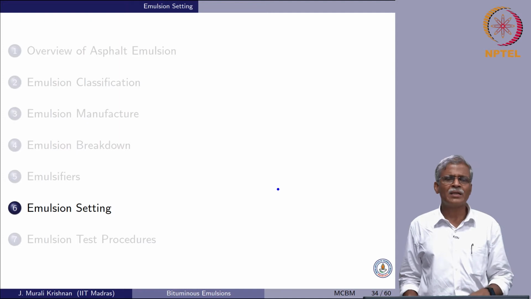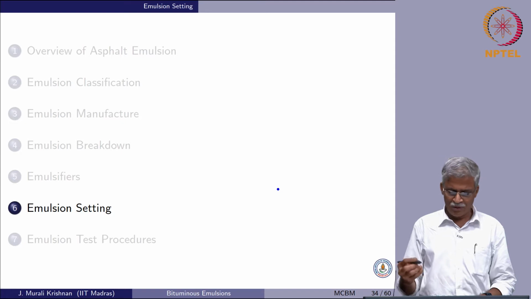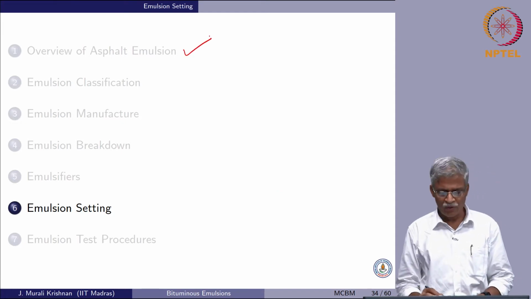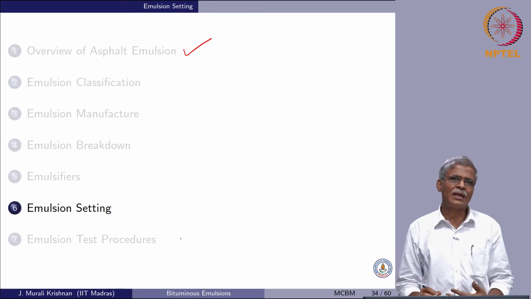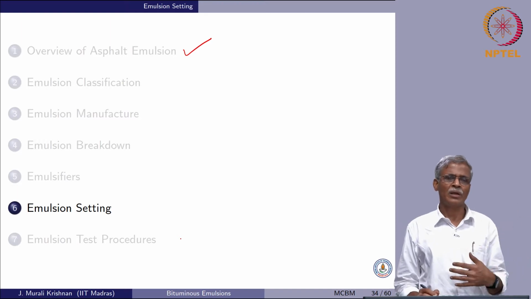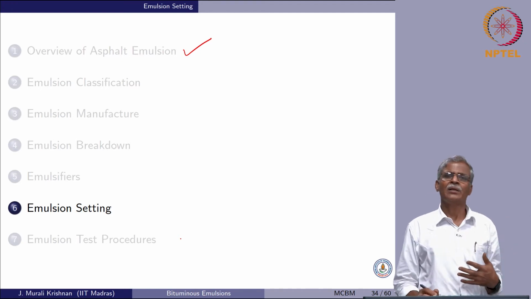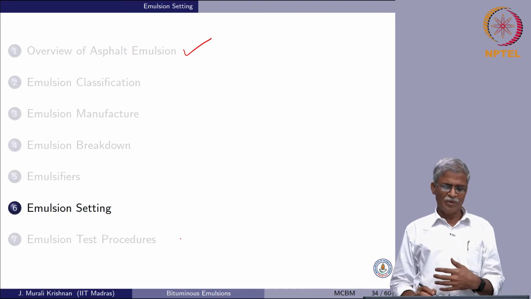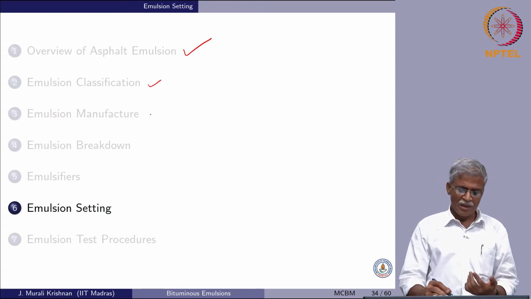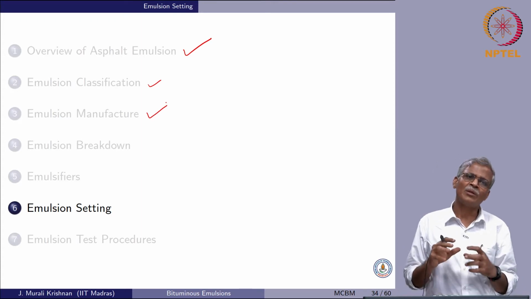So, let us continue our discussion on emulsion that we have been having. Just to recap, we had an overview of asphalt emulsion, what it contains, what is an oil in water, water in oil, oil in water in oil. Then we talked about different classification systems, cationic, anionic emulsions, rapid setting, slow setting emulsions. And then we also talked about the emulsion manufacturing procedure. Then we talked a little bit about emulsion breakdown.